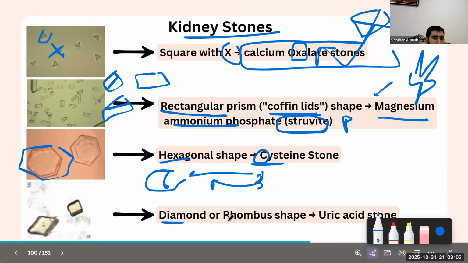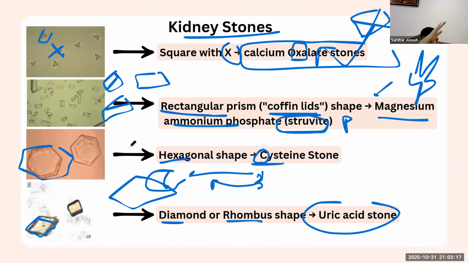The last thing is the diamond or rhombus shape. Okay, rhombus, I would call it, or diamond, people call it diamond. I don't know how this is a diamond, but this is a rhombus. The rhombus is uric acid stone. Okay, so we have four types of stone. If the shape has an X, calcium oxalate. If the shape is rectangular, magnesium ammonium phosphate, which is struvite stone. If hexagonal, cystine, because C is the third letter and hexagonal is 6.